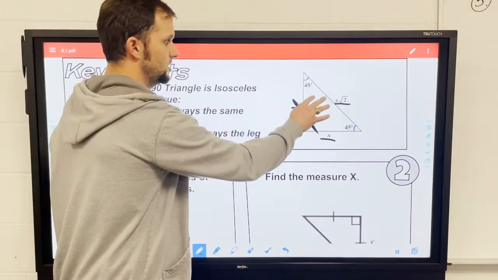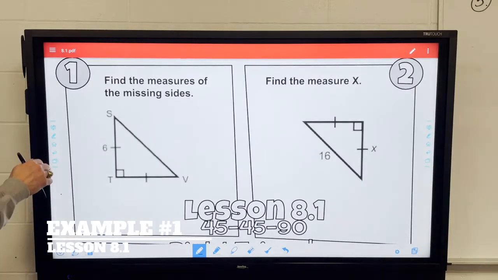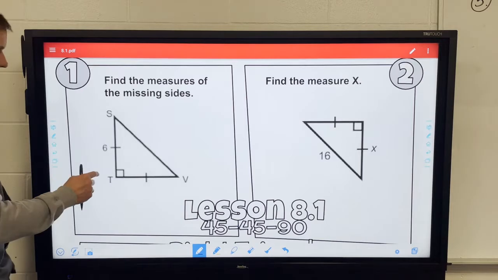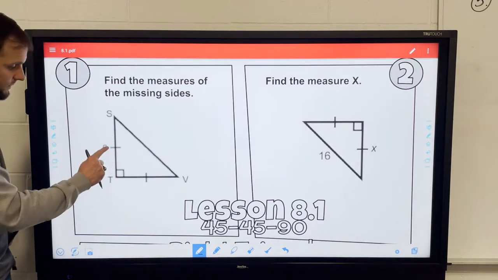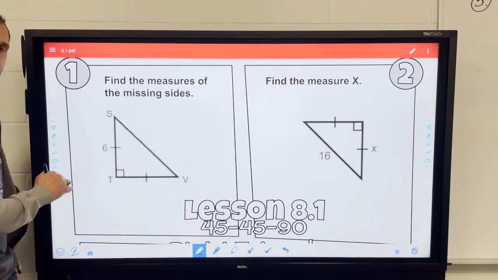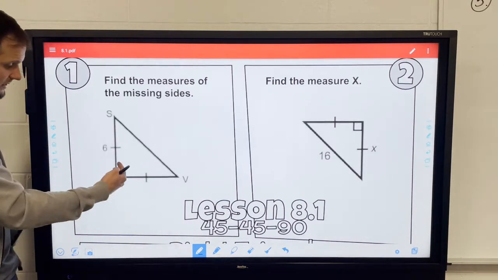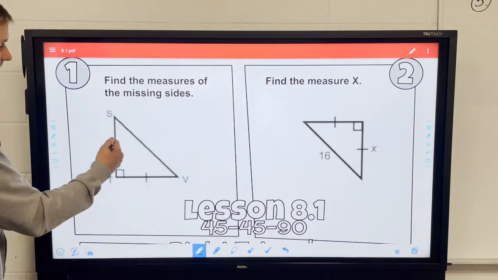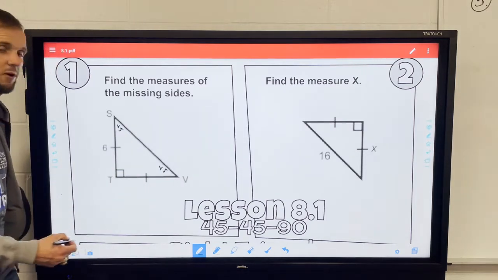So I'm going to take this information and apply it to my examples here. Let's look at example number 1. It tells me to find the measures of the missing sides. Right now, I know this is a right triangle because there's a 90-degree angle. If you look, both of these sides are marked, meaning it's isosceles, so my two base angles are going to be congruent. If this is 90, these two angles are going to add up to 90, which means they're both going to be 45. So this is indeed a 45, 45, 90 right triangle.